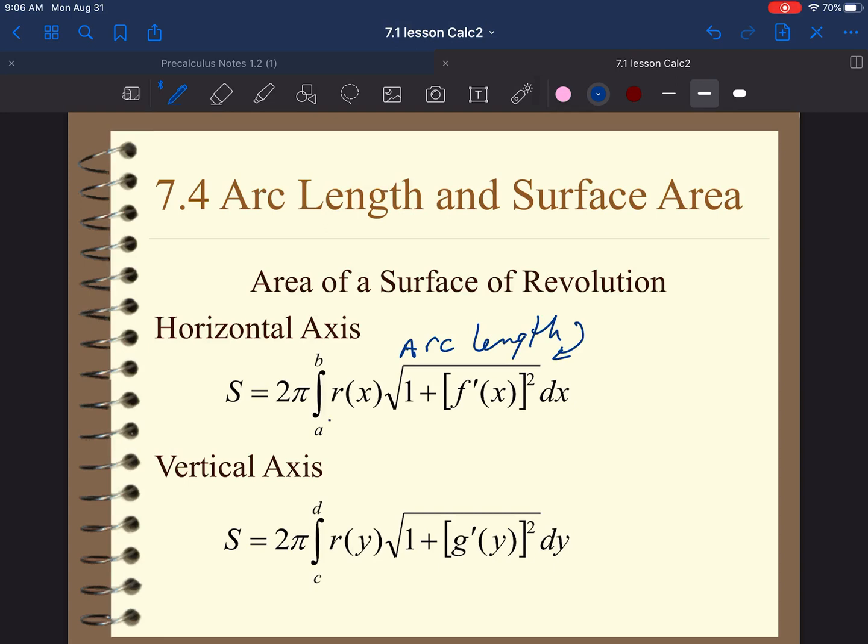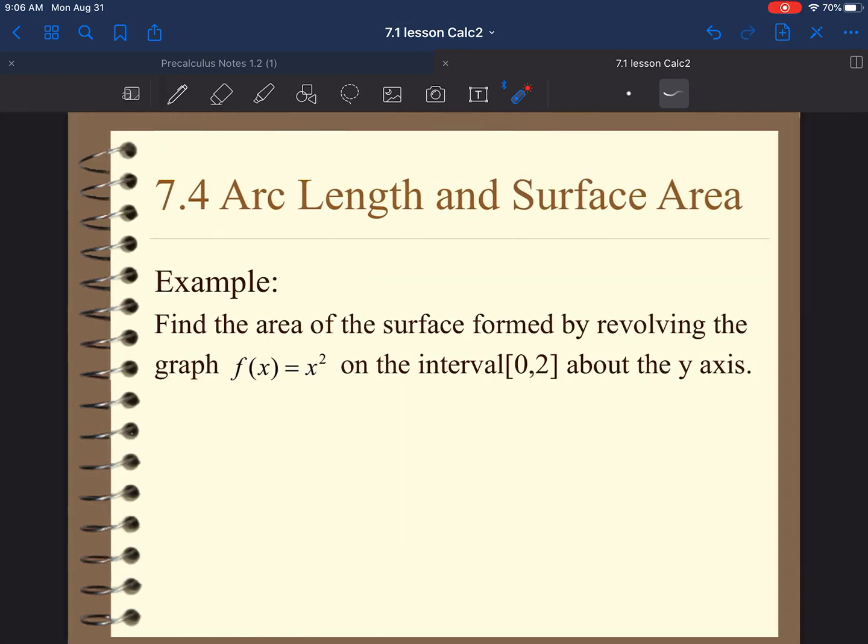So if it's a horizontal axis of revolution, you're going to do 2 pi, the radius times the length of the curve, delta x. Vertical, you're going to do the same thing, but you're going to do it in terms of y. So you've got your dy down here. Again, you've got radius and you've got your arc length. Take a moment, pause the video, get those formulas written down. Very, very important to understand and use.